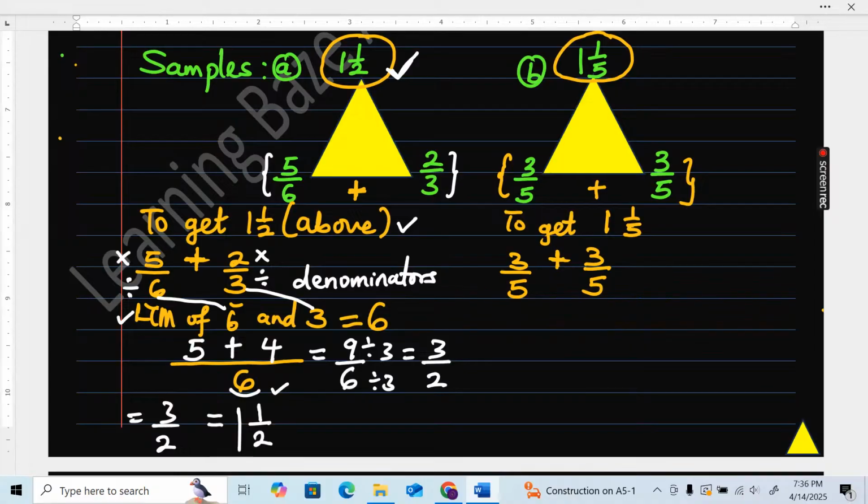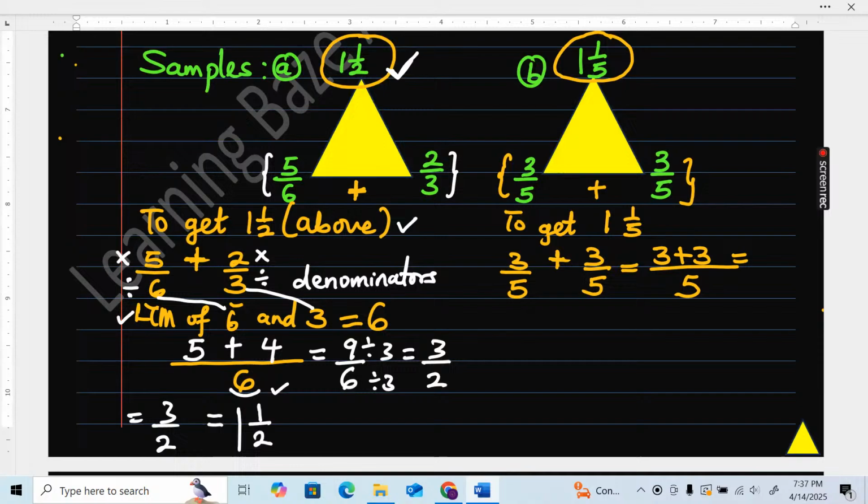When you want to add and subtract fractions, the denominators must be the same. If the denominators are not the same, you will find the LCM. So right here, we don't need LCM because the denominators are the same. So just write out one of the denominators, then add the numerators together.